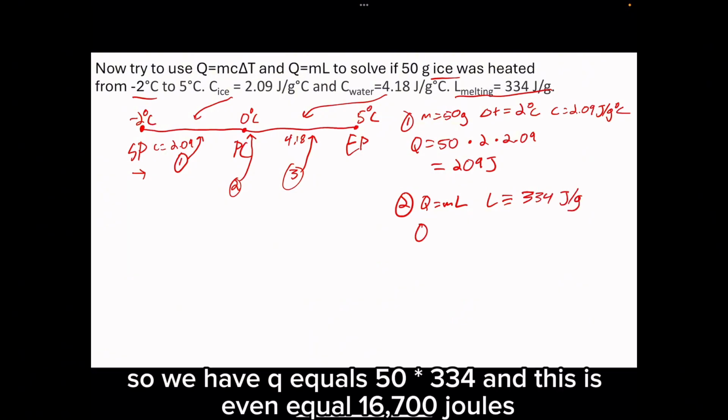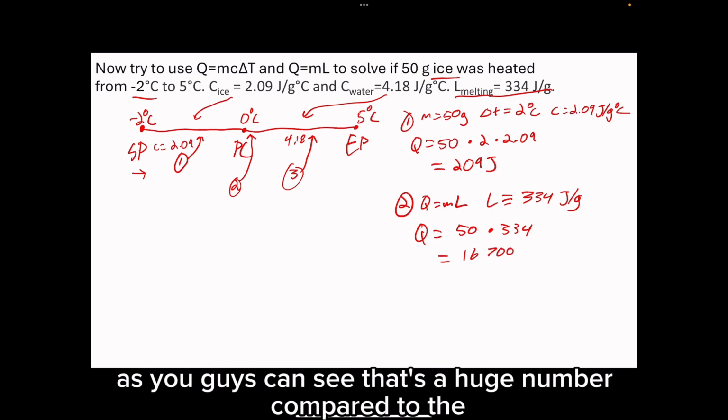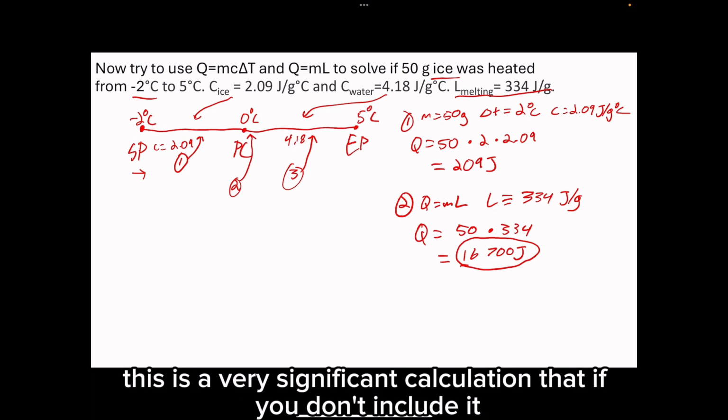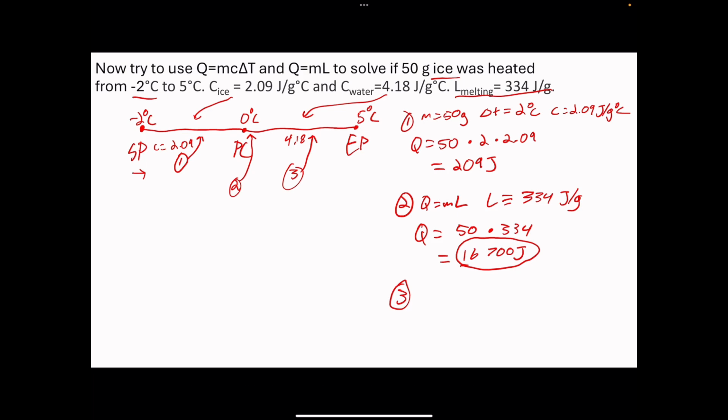So we have Q equals 50 times 334. And this is going to equal 16,700 joules. As you guys can see, that's a huge number compared to the other number we get. That's already 10 times larger. So this is a very significant calculation that if you don't include it, your number is basically useless.